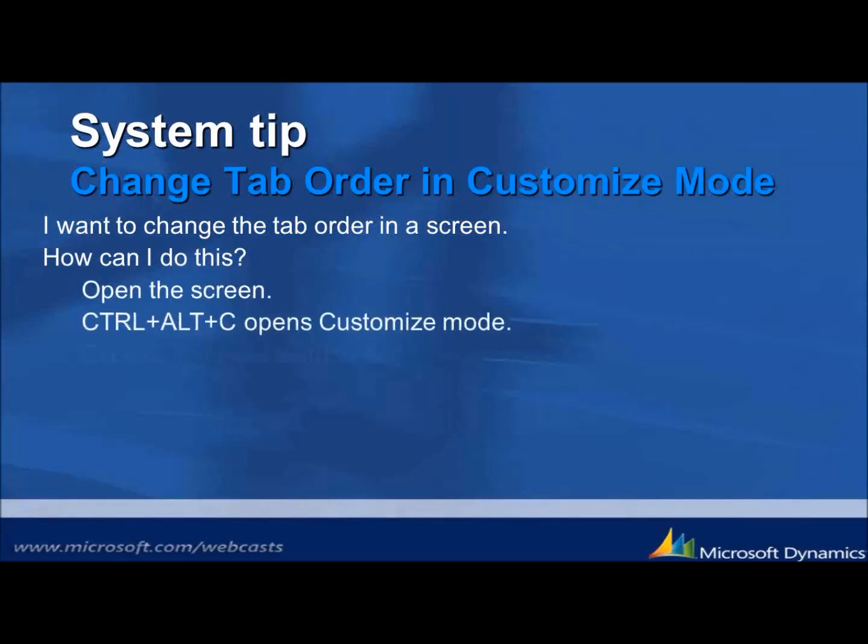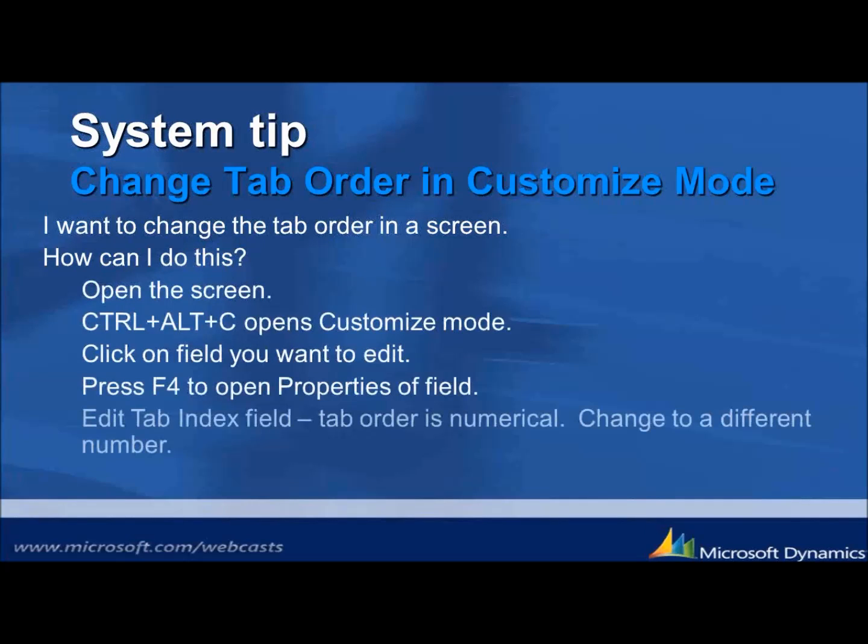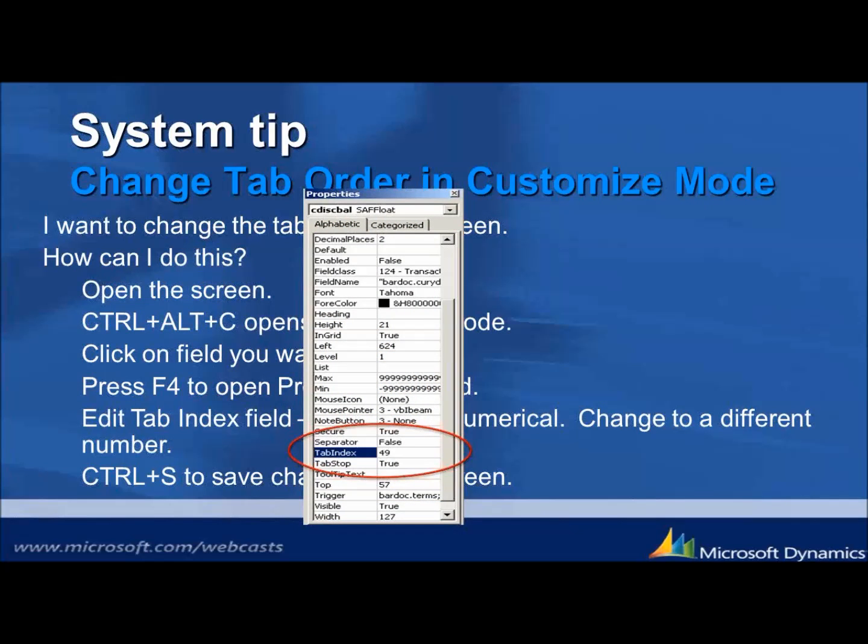So how do you do it? You just go into customize mode, you click on the field that you want to edit, you hit F4, and you see that tab index value. The suggestion here would be click on the field before the field you would want to move to be after. So if I have inventory ID and then it goes location, site ID, quantity, but I wanted to move the quantity right after inventory ID, I would look at the inventory ID tab index, and let's say it's 48.